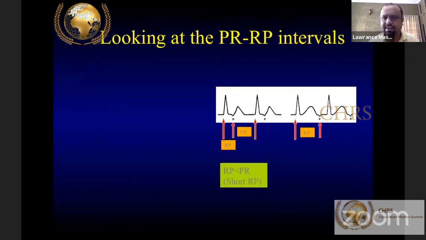Look at the second example. You have R and there is a P. So R to P, and again you are measuring P to R. In this example, you can see that RP is longer than the PR interval. You are talking about a long RP tachycardia. So the moment you identify this, your differential diagnosis becomes much easier.